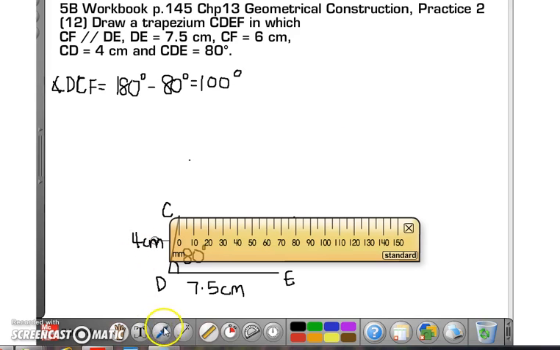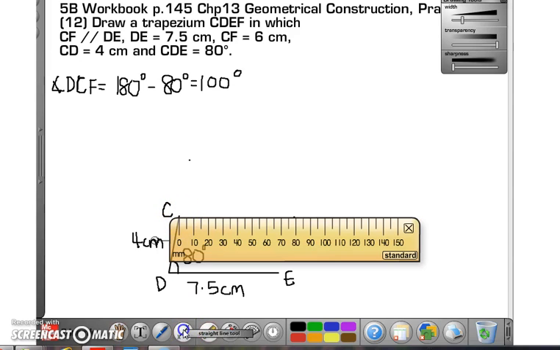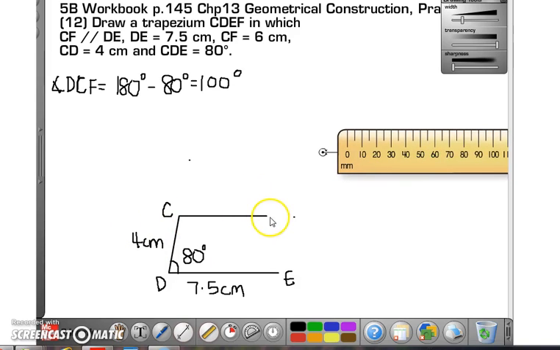So therefore, I make sure that the 0 point of the ruler is touching exactly at point C. So I will draw 6 centimeters. Alright, so we have line CF. It's okay, you can erase this point away later. So this is point F, and so line CF is actually 6 centimeters. So label our diagram. And this is actually 100 degrees.